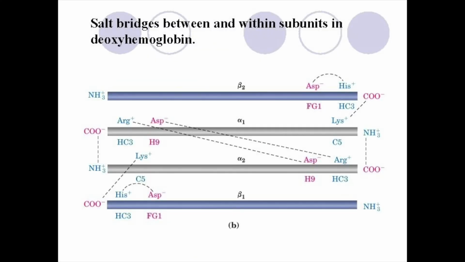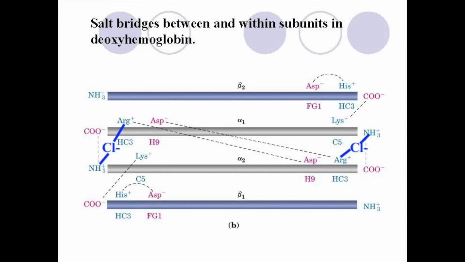This image is an oversimplified version of salt bridges between subunits of deoxyhemoglobin. Each bar represents the polypeptide chain of a subunit. There are only 8 salt bridges in this picture because it is impossible to display the salt bridges between subunits and BPG in this drawing style.